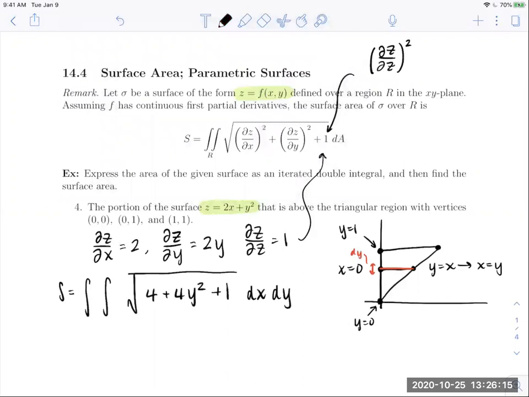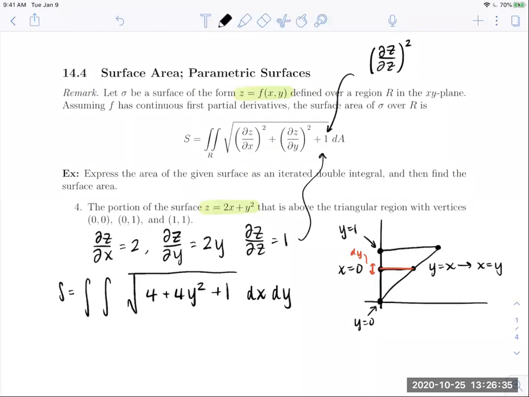All right, notice also that this is a good choice because as I have my integrand written, I don't know how to integrate it with respect to y right now. So I'm hoping that by integrating with respect to x first, it will become more clear how we're going to carry out the integration.